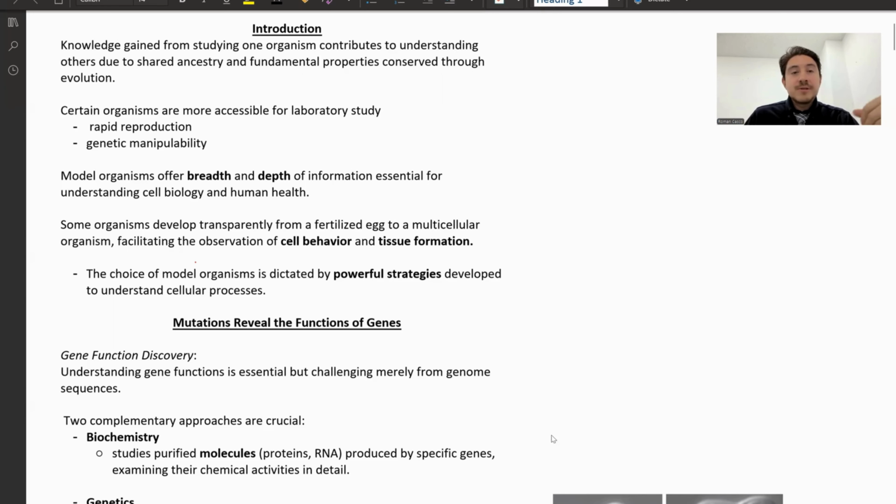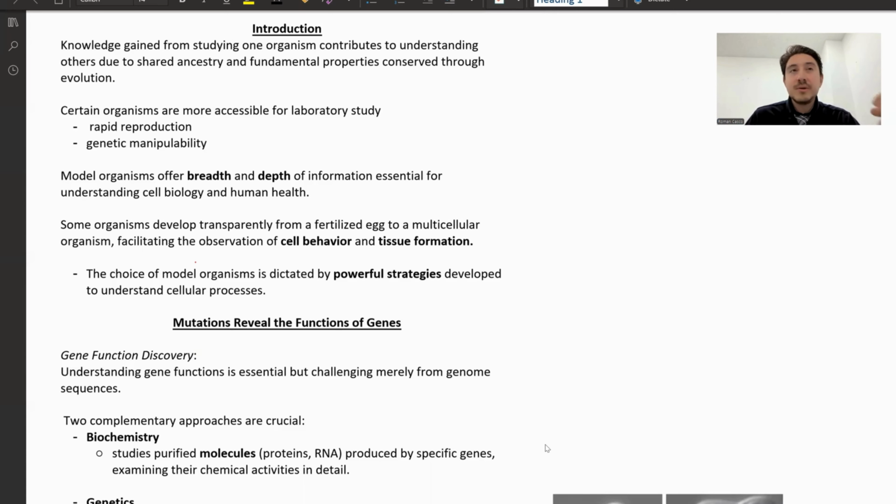And so forth. So the idea of having these critical organisms for the study of biology is incredibly important, right? And certain organisms are more accessible for laboratory study. Not every organism could be studied so easily. Some attributes of this could be rapid reproduction, right? Maybe they have a relatively fast generation time, or their genome isn't so extensively large, or they just reproduce incredibly fast.